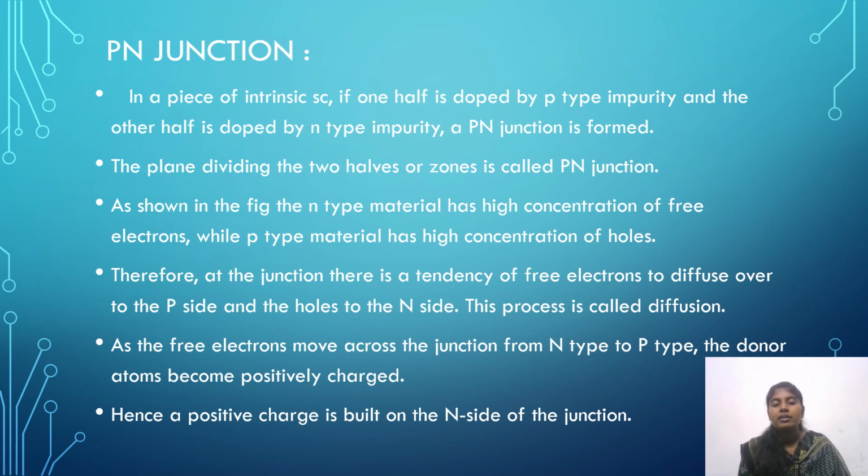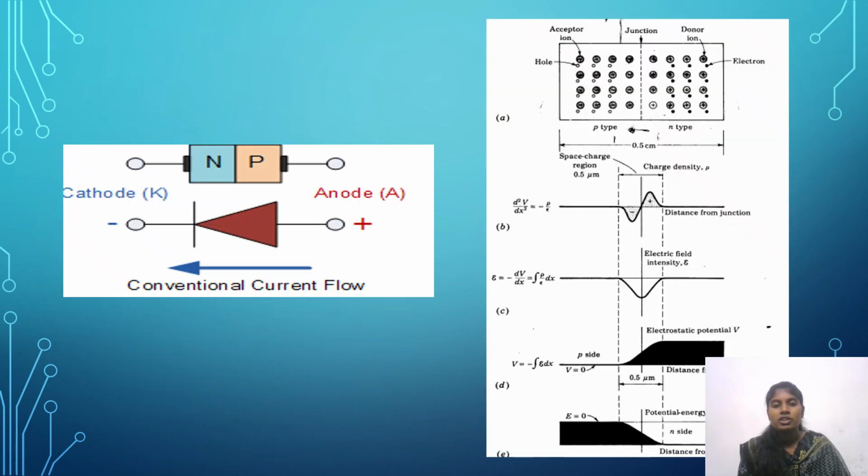As the free electrons move across the junction from the n-type to the p-type, the donor atoms become positively charged. Hence, a positive charge is built up on the n side of the junction.